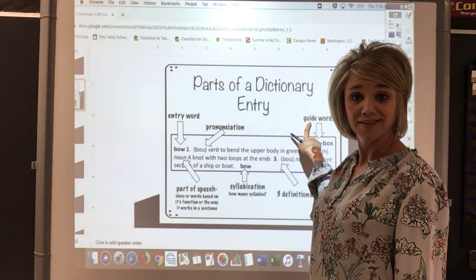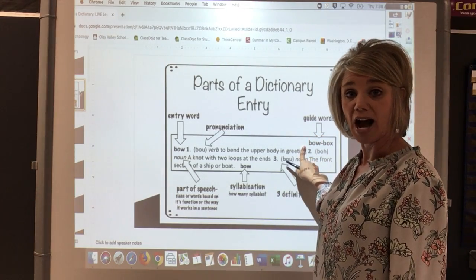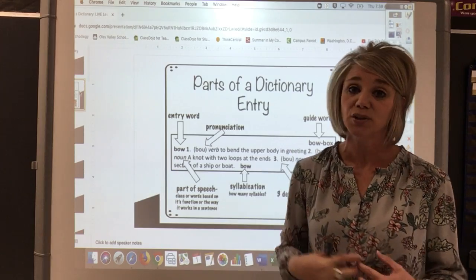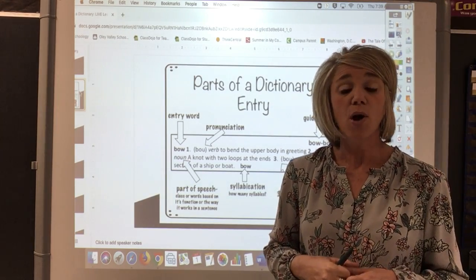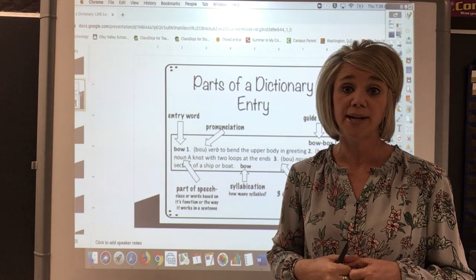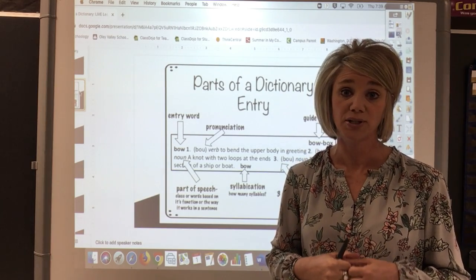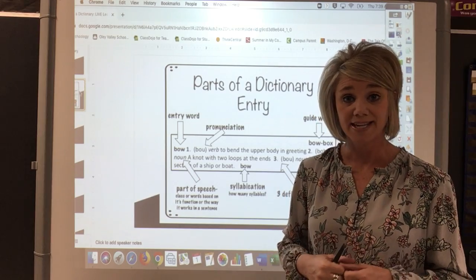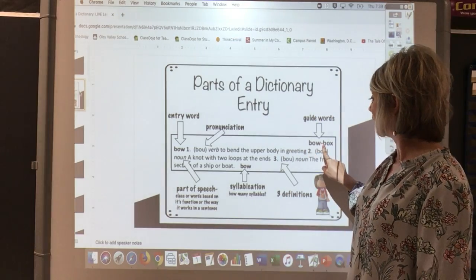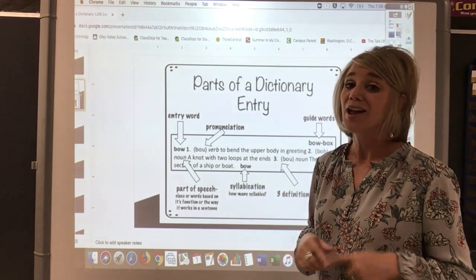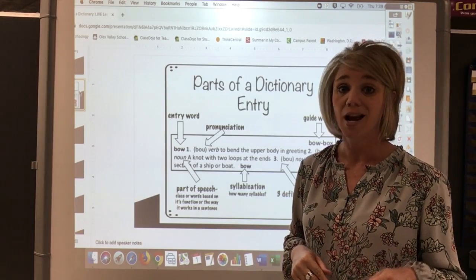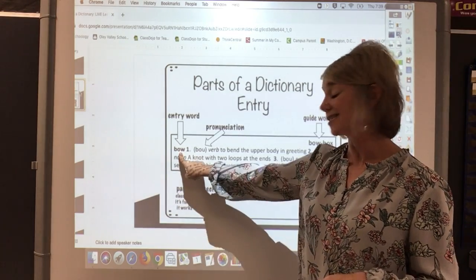Guide words. Guide words are found at the top of the page, and they do just that. They guide you to know which entry words we're going to be seeing on that particular page. In this case, all of the words on this page are going to start with B, and in fact, they're going to start with B-O, just like bow.